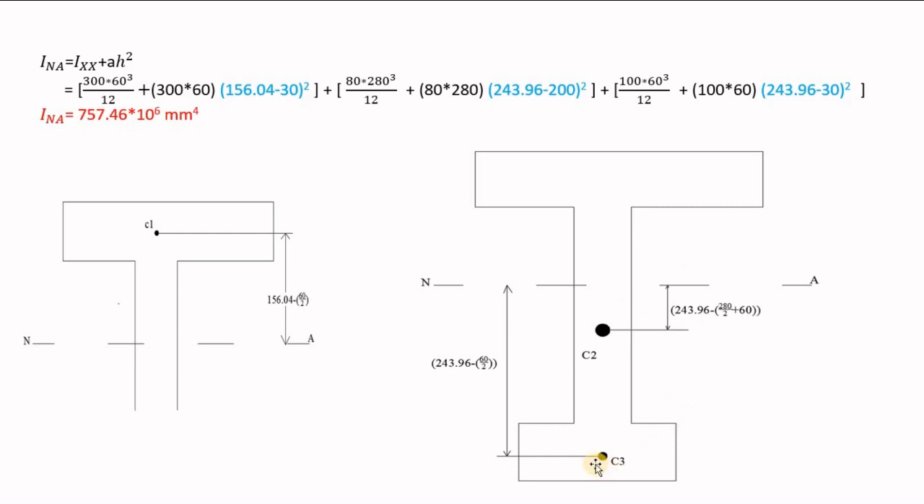Like that, the third element calculation is 243.96 minus 30.